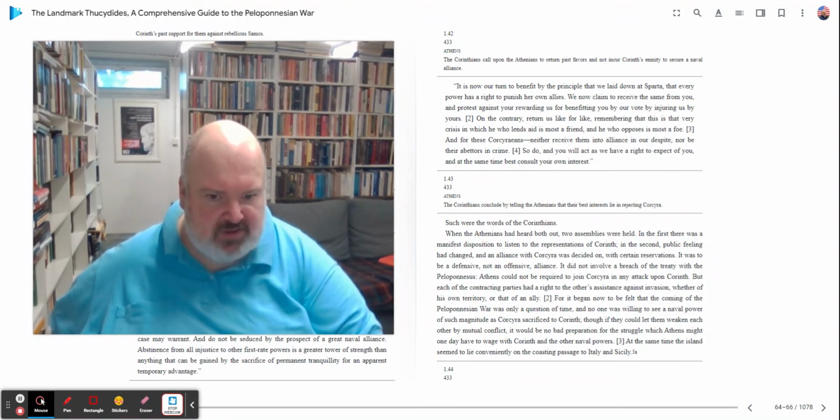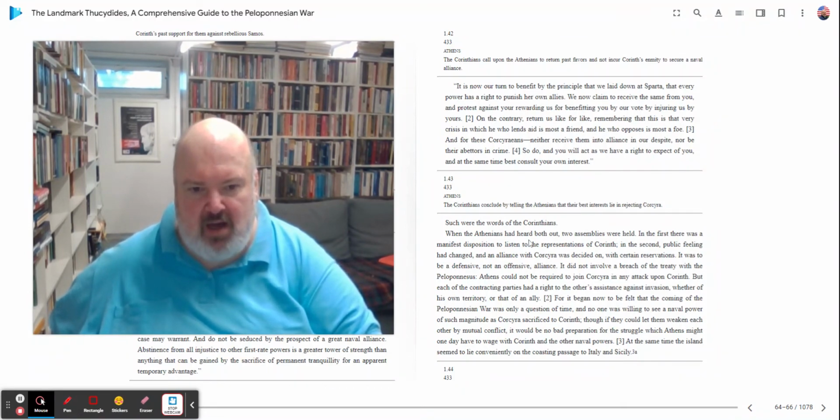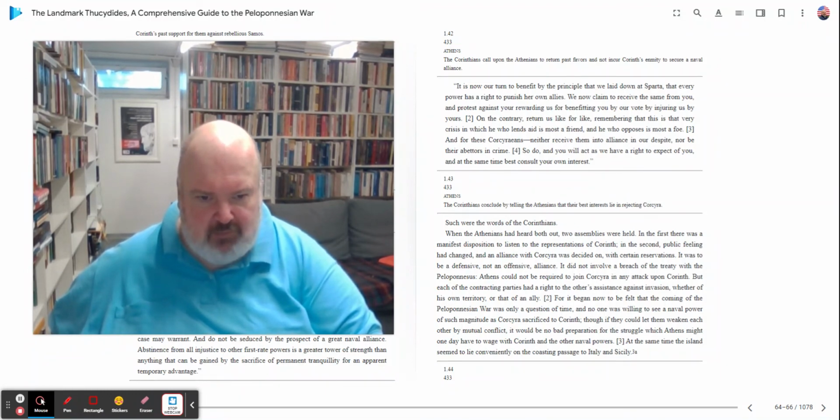This is now chapter 44. Such were the words of the Corinthians. When the Athenians heard both out, two assemblies were held. In the first, there was a manifest disposition to listen to the representatives of Corinth. In the second, the public feeling had changed, and an alliance with Corcyra was decided on.